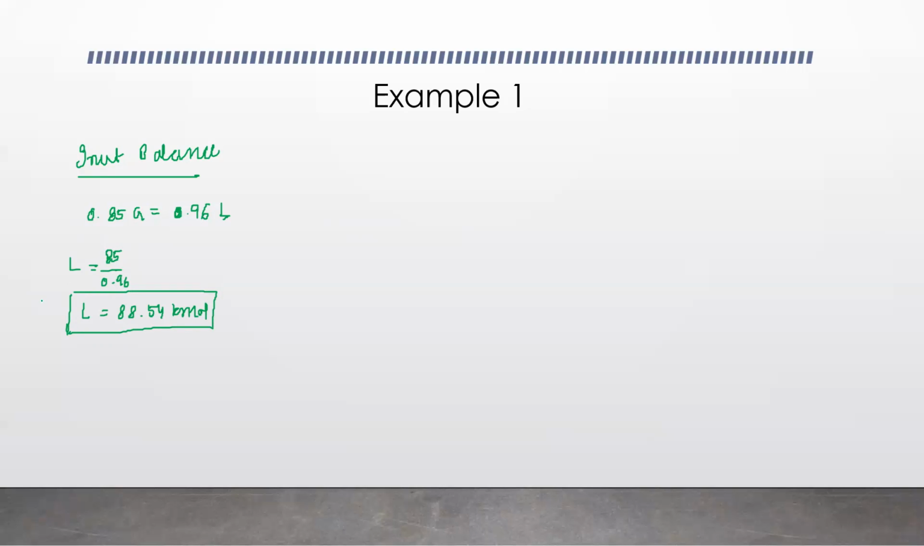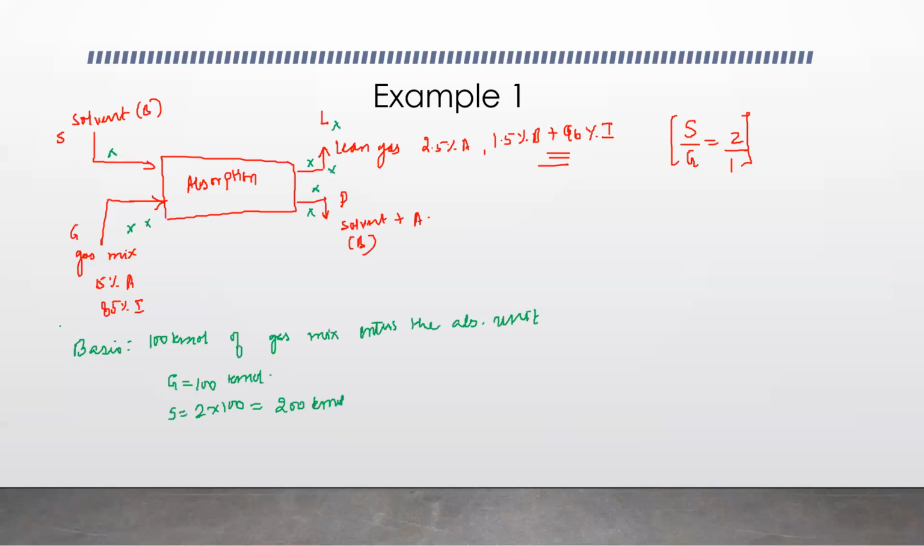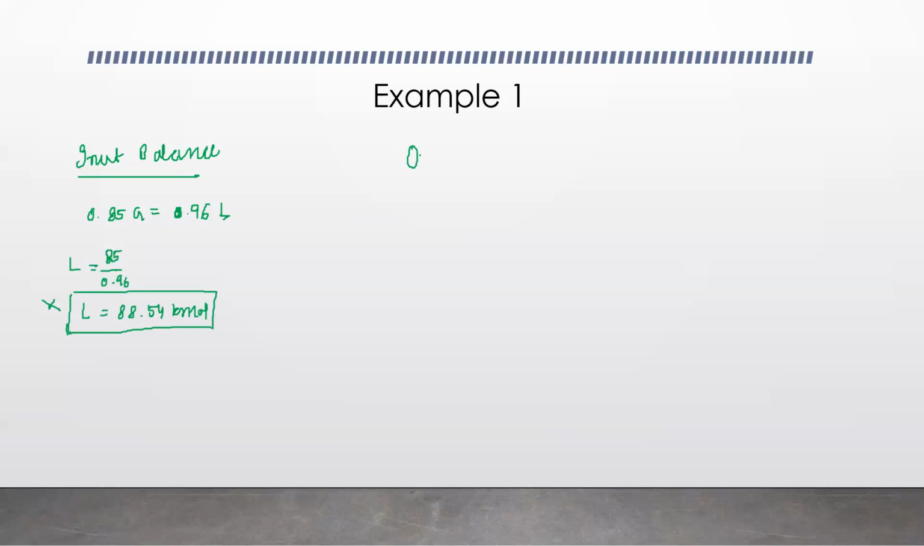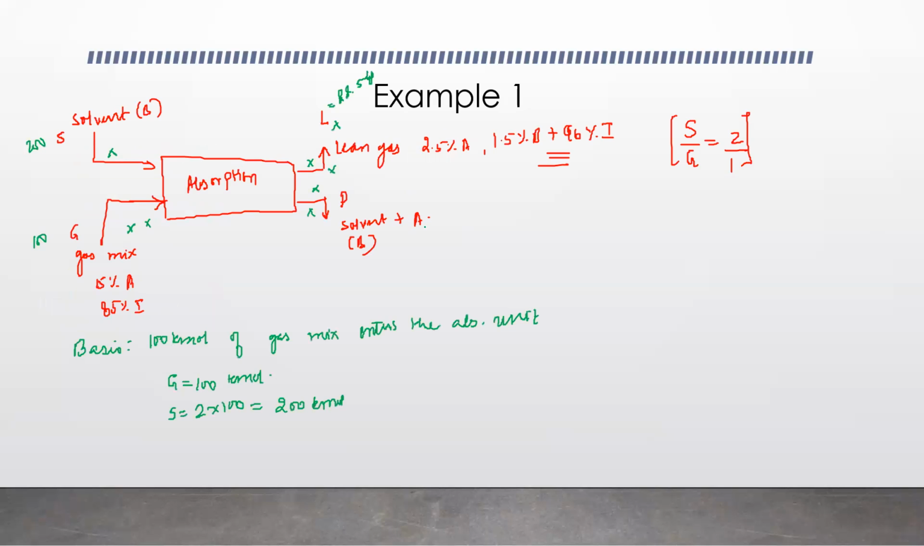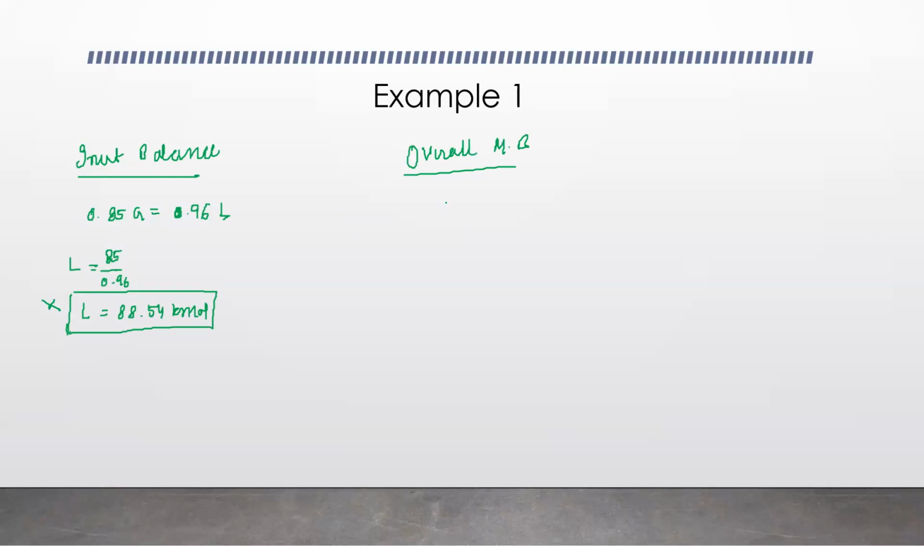All right. So once we have this, we know G, that is 100. We know S, that is 200. And we now also know L, that is 88.54. So now we can form the overall material balance equation. When we do that, we get S plus G is equal to L plus P.